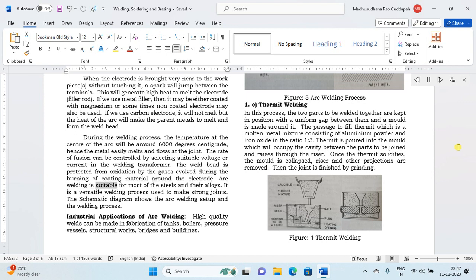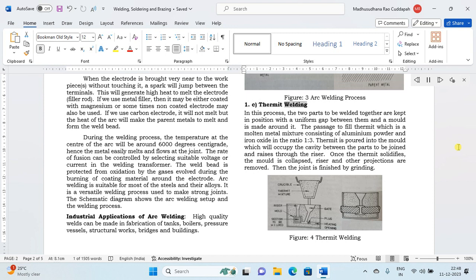Arc welding is suitable for most of the steels and their alloys. It is a versatile welding process used to make strong joints. The schematic diagram shows the arc welding setup and the welding process. Industrial applications of arc welding. High-quality welds can be made in fabrication of tanks, boilers, pressure vessels, structural works, bridges and buildings. Figure 3. Arc welding process.